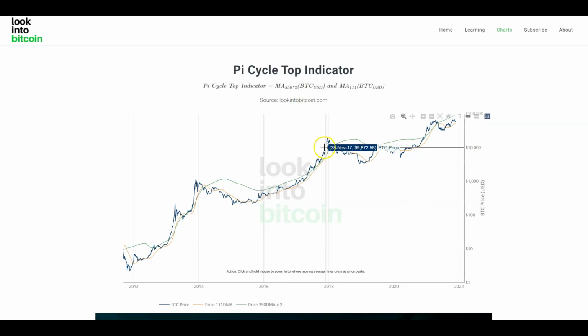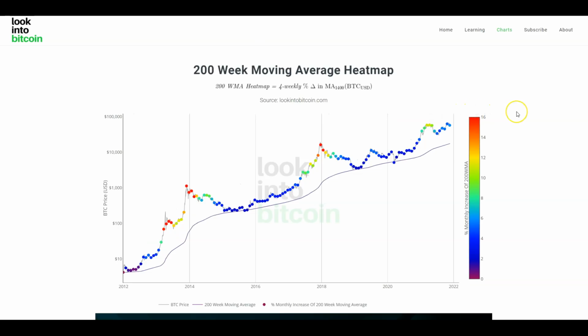Pi cycle top has been correct every single time, even in April. It doesn't give you the exact day. It gives you like a 5-day window of, we're probably close to the top here. So we are definitely not crossed on that. We're good to go. It's pretty much binary. I don't really look at that thinking anything other than, is there a cross or isn't there a cross?